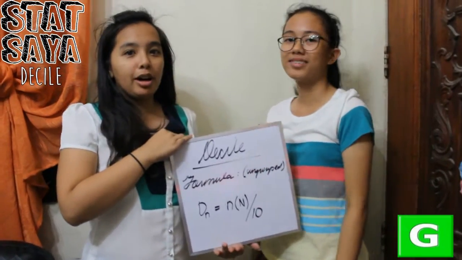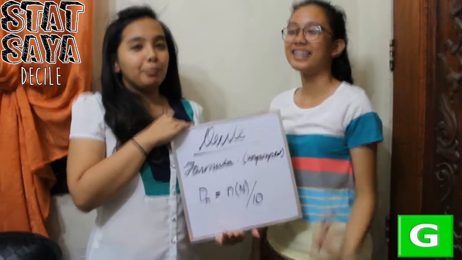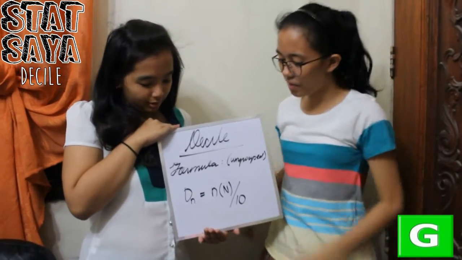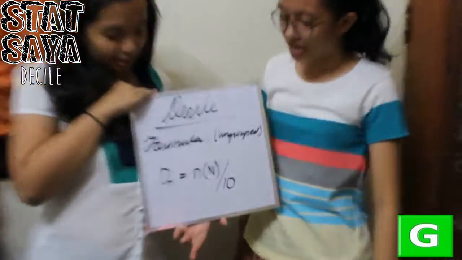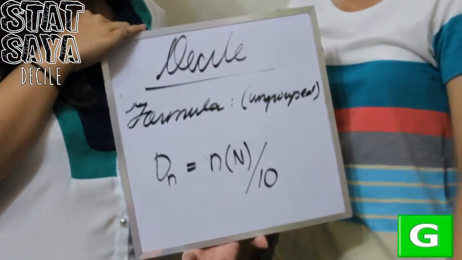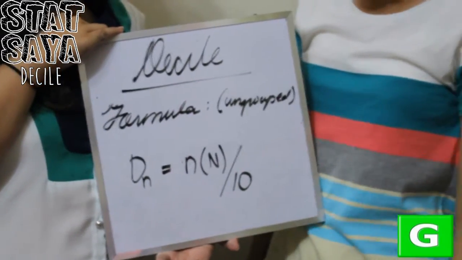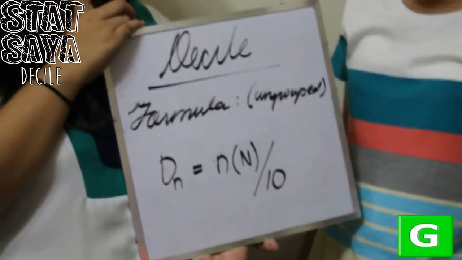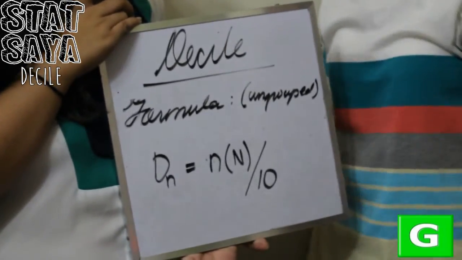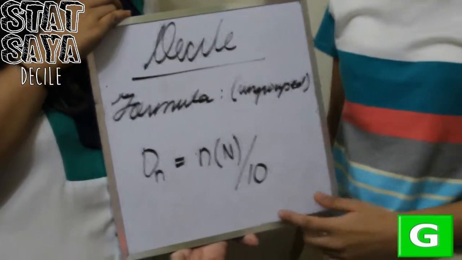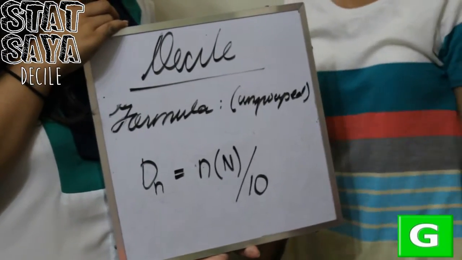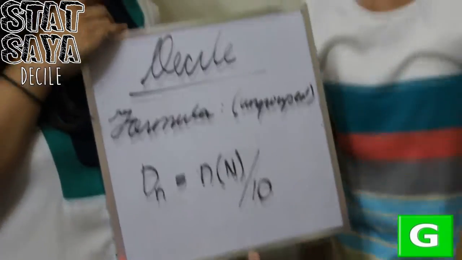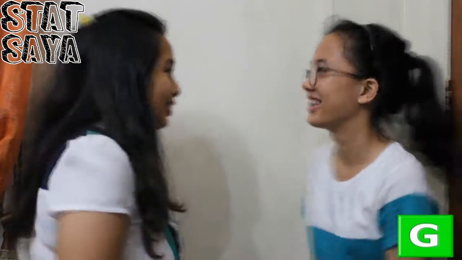This is the formula for decile of ungrouped data. D sub n is equal to lowercase n times uppercase N over 10, wherein lowercase n is the desired decile, the uppercase N is the total number of scores, and the 10 is constant because decile is divided into 10 equal parts. It's now time to have some examples.